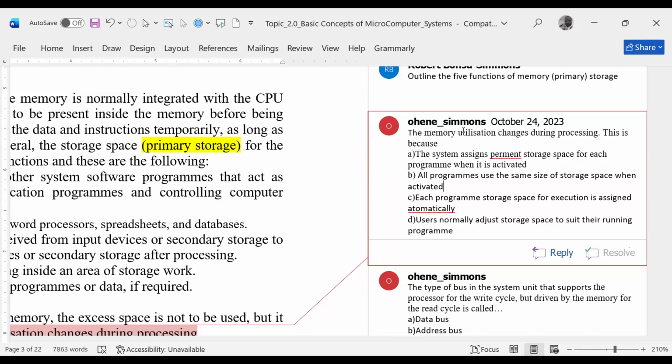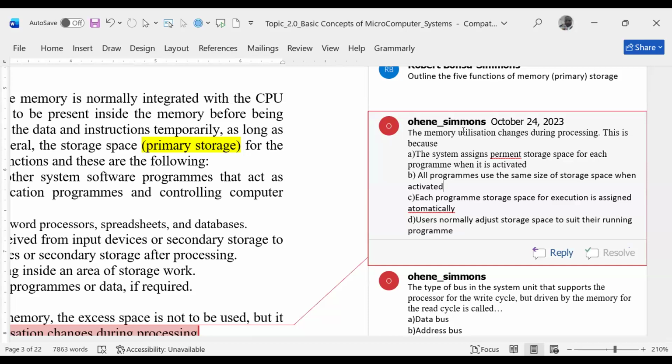Hello, sir. Please, I'm here. Choose one for us. Which one is the answer? So the system assigned permanent storage space. Choose one: A, B, C, D. Okay, D. The users normally adjust storage.